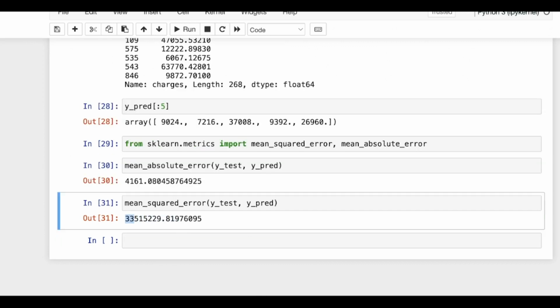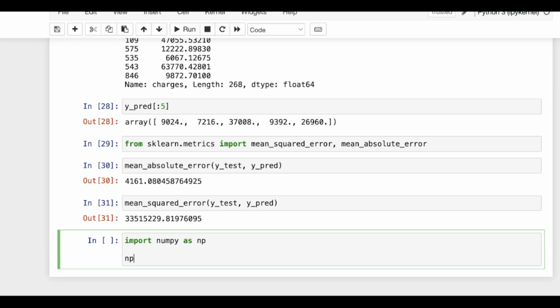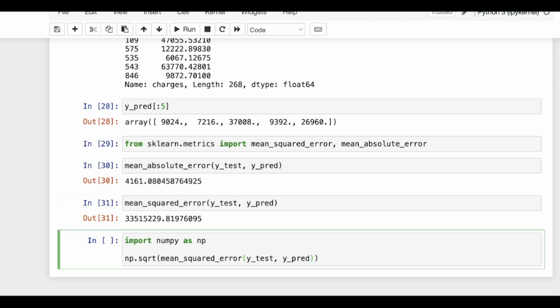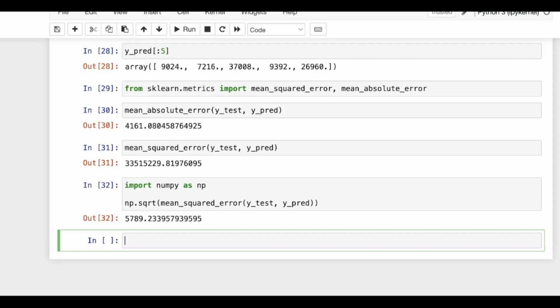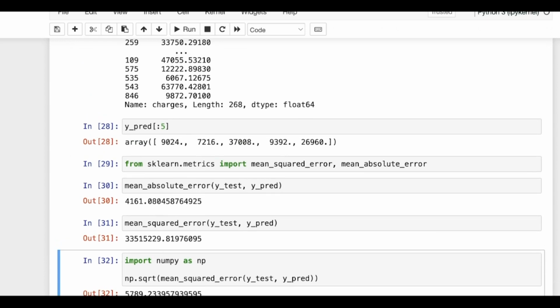Now for root mean squared error, we do not have a direct function for that, so we need to do it manually. We'll import NumPy and take the square root of this mean squared error. So np.sqrt of this mean squared error. So this is our root mean squared error. Now you can do some trial and error, some regularization, some optimization to reduce these values. By reducing these values, what I mean is to reach the global minima. So that's it for the video. Thank you for watching.